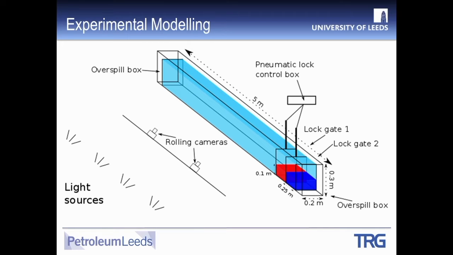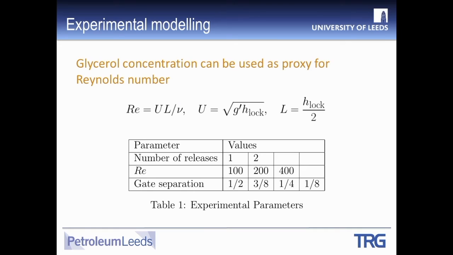This creates a pulse which travels through towards the front of the current, and then we film it with either a pair of rolling cameras or a high-speed camera. We vary the glycerol concentration to vary the Reynolds number of the flow between 100 and 400. We vary the number of releases between 1 and 2. And we vary the gate separation time in terms of the remaining fraction of red liquid in the first lock gate when we release the second lock gate.